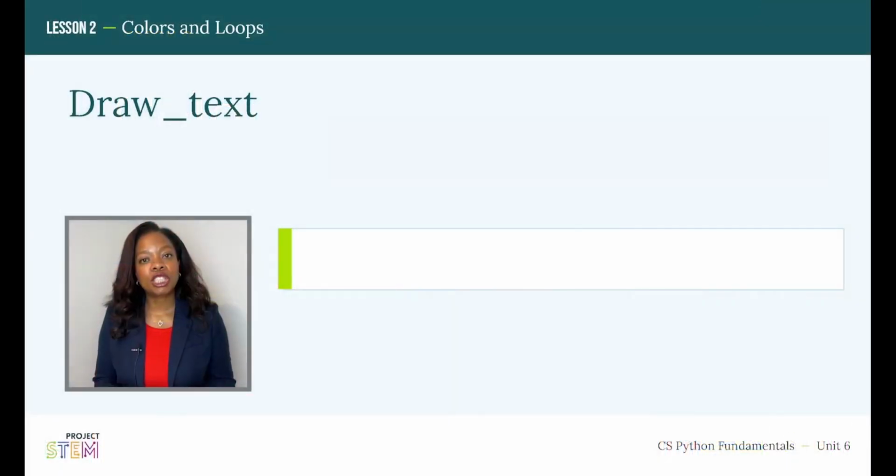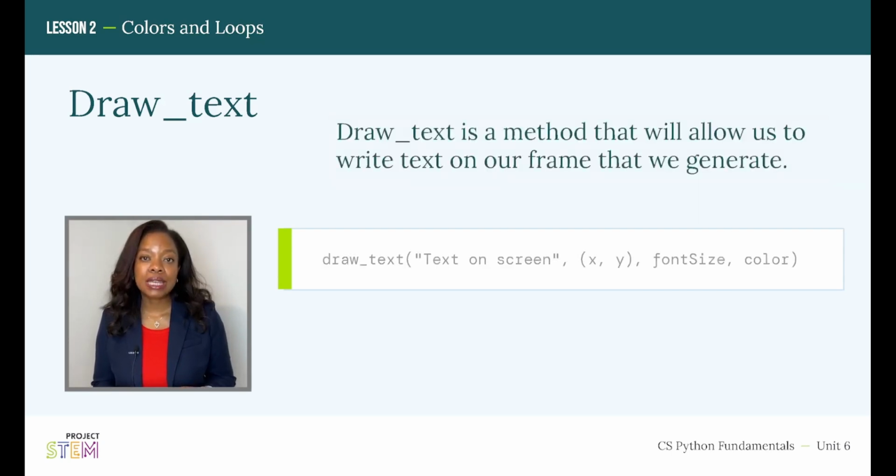Let's start off by checking out a new line of code from the Simple GUI package. Draw text. Draw text is a method that will allow us to write text on our frame that we generate. This method has 4 parameters: the text we want to print to the screen, the X and Y coordinate where we start writing the text, the font size, and then the color.